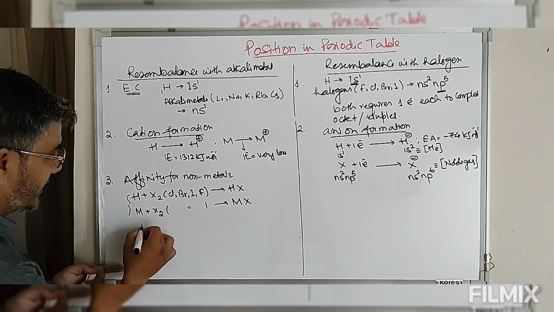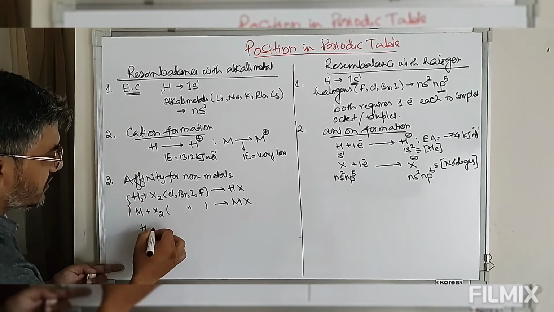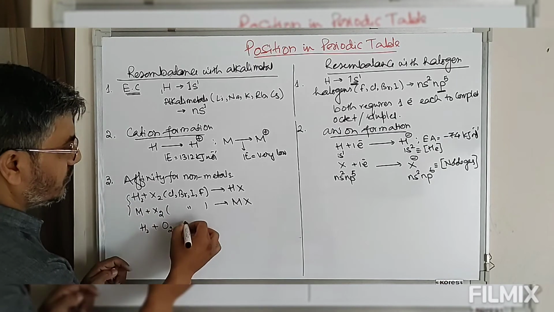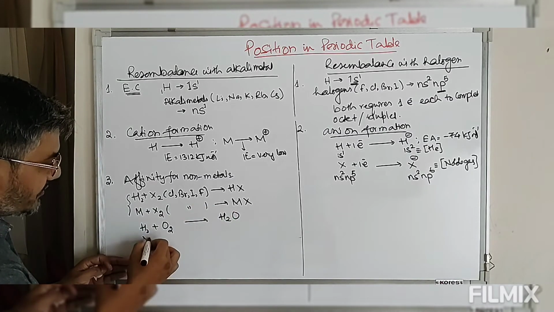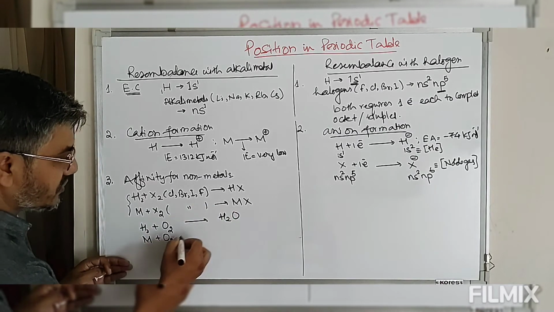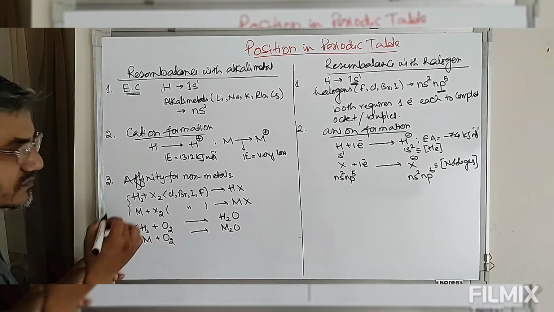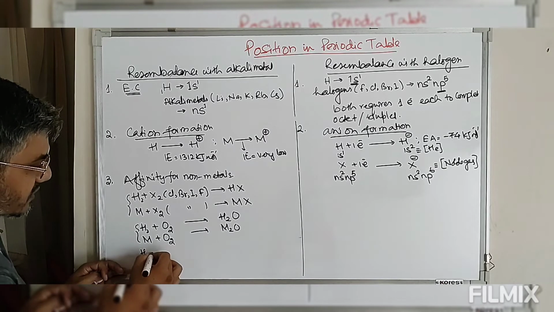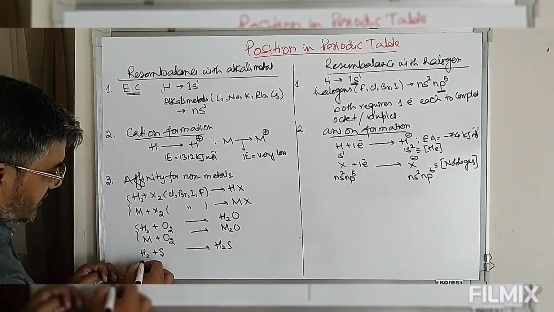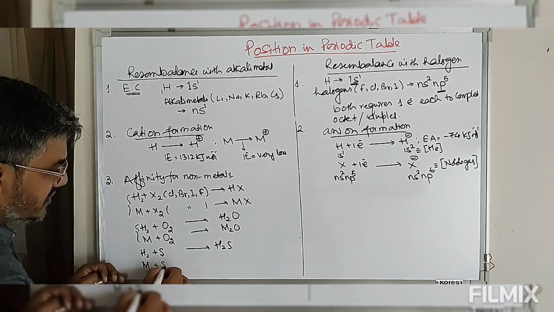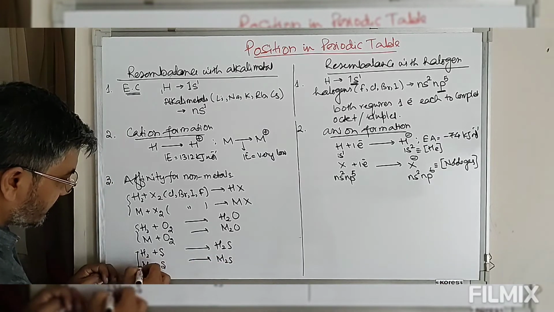Similarly, look at this. Hydrogen combines with oxygen, and this gives you H2O. Alkali metals also combine with oxygen, and this gives you metal oxide. Similarly, hydrogen combines with sulfur, and this gives you hydrogen sulfide. Metals also combine with sulfur to give you metal sulfide.